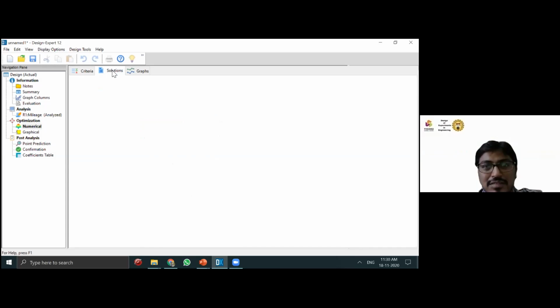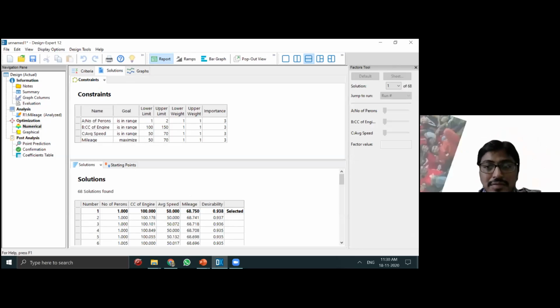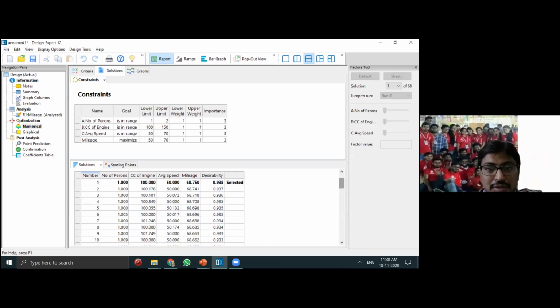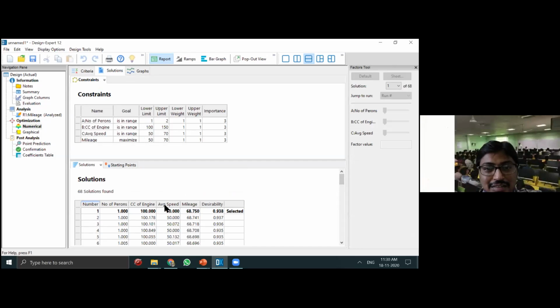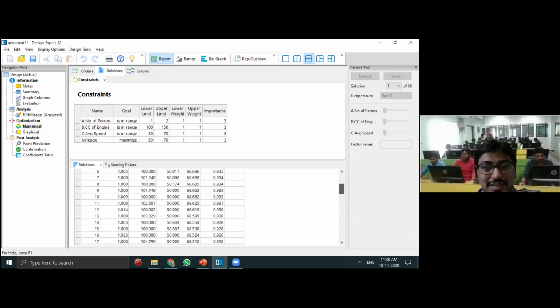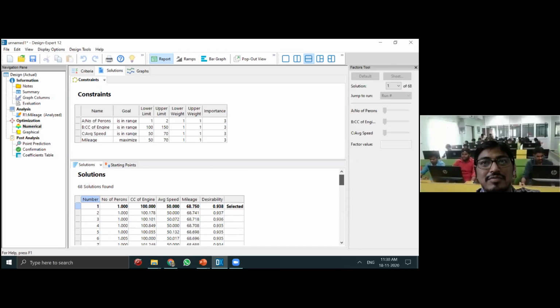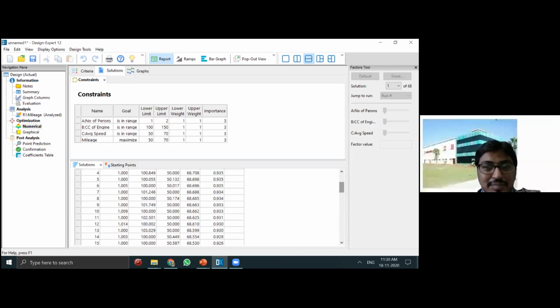Okay, so once that thing is done, let me go for the solutions. So what it is saying is, with one person, 100 cc vehicle and 50 will give me the highest mileage. That is what it is saying, but the graphs are saying something else. But that 150 cc also is okay, a desirable thing. So these are all the desirability criteria it will be mentioning.